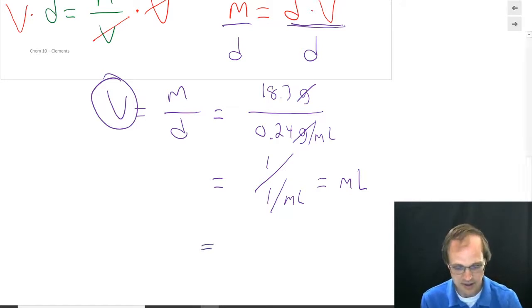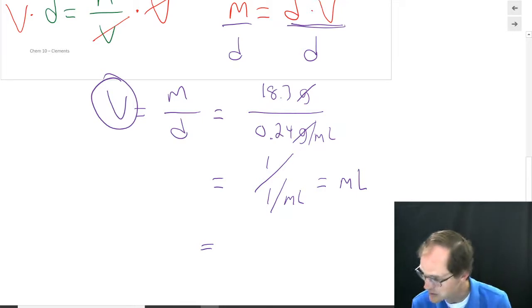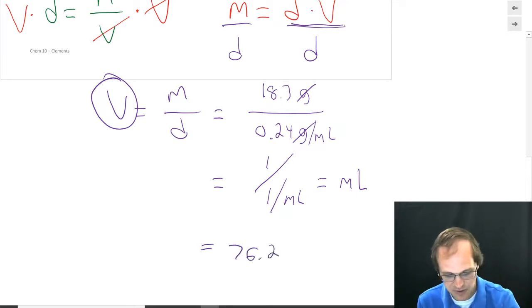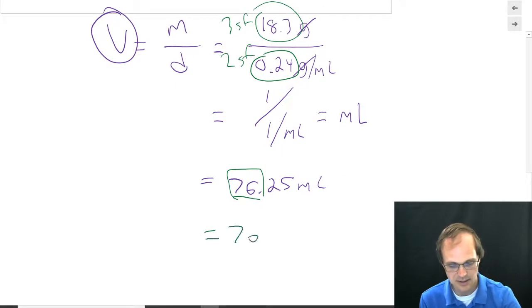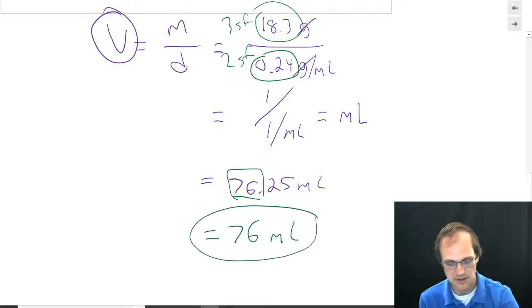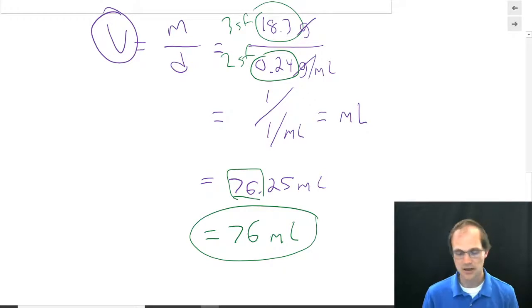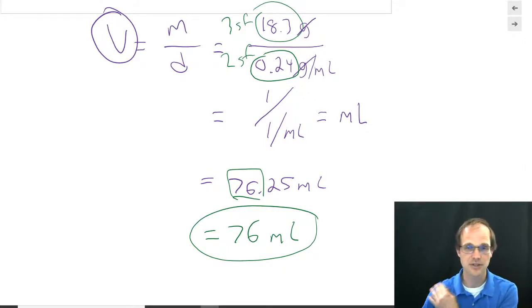So this is just a plug into a calculator, 18.3 divided by 0.24, and we get 76.25 milliliters. What are our sig figs? We've got 3 here, we've got 2 here, so we can only take 2 down here, and we get 76 milliliters as our answer. That's the volume of that piece of wood. So those are simple problems using density where we're just plugging in some known values from a problem statement.